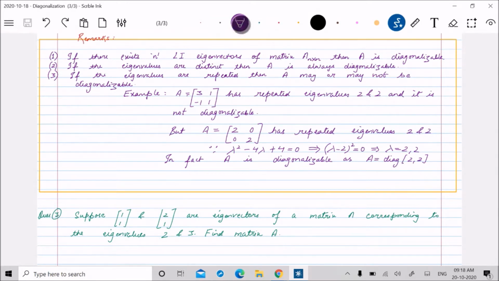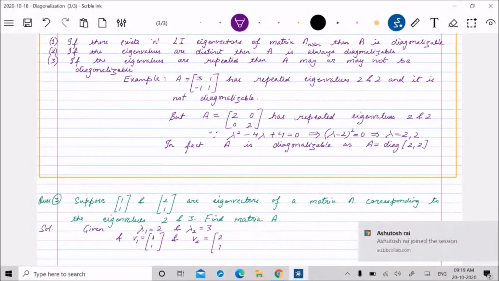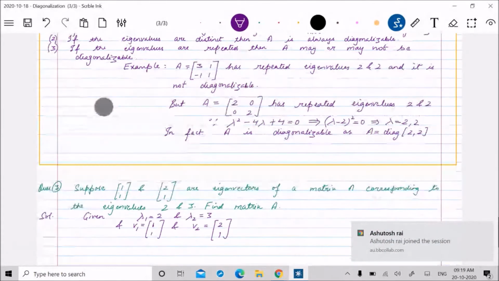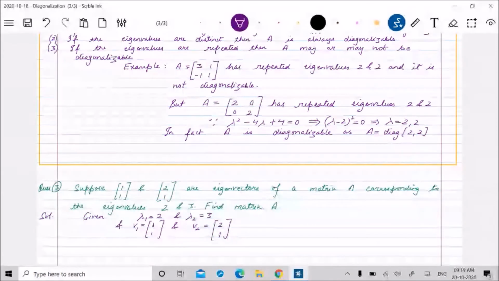So first we will use some notations. Since we always denote eigenvalues by lambda 1 and lambda 2, these are the eigenvalues, right? And we denote eigenvectors by v1 and v2, v1 equal to (1, 1) and v2 equal to (2, 1). So these are the eigenvalues and eigenvectors. Now you need to find the actual matrix A, the original matrix A, right?